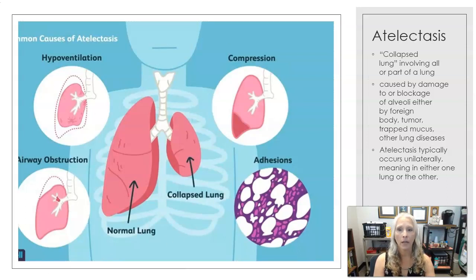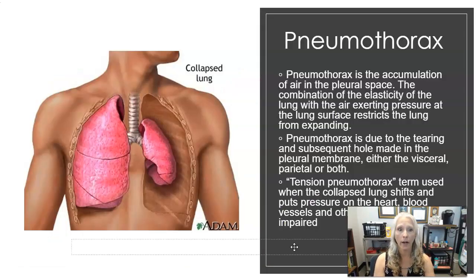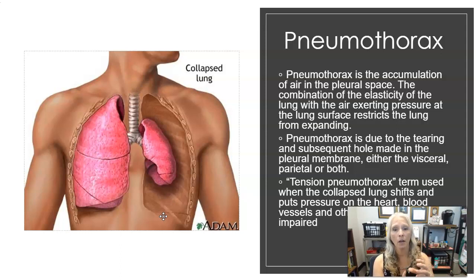And it's the collapsing of the lung from some cause that is within the lung itself, whereas a pneumothorax is the accumulation of air in the pleural space outside of the lung. And the fact that it now has air outside of the lung compressing it prevents the lung from being able to expand and fill that space. Normally a pneumothorax occurs because there's a rip or a tear in the pleural membrane, allowing air to come in.